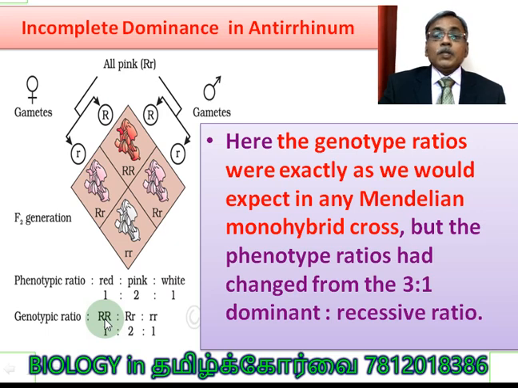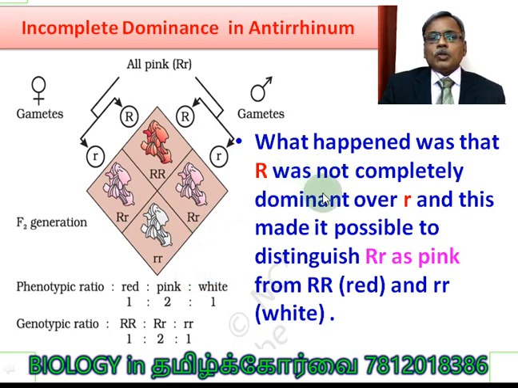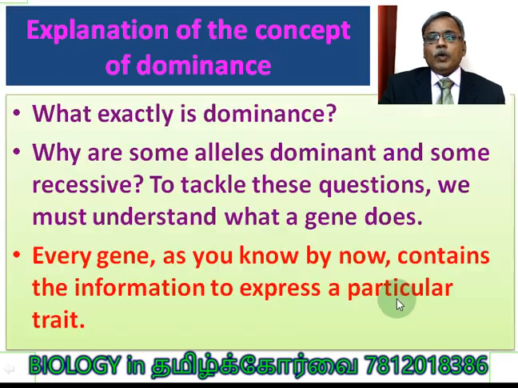Here you could see that instead of two colors, red and white, one more is added, the pink, the intermediate character. Whereas in Mendel's monohybrid cross, yellow is dominant over green, as we learnt, and no intermediate character is produced. In the dominant character, yellow is produced; in the recessive character, green is produced. That's all. But here, in addition to that, one intermediate character is produced. So that is the deviation from Mendel's law. What happened was that capital R was not completely dominant over small r, and this made it possible to distinguish capital R small r as pink from capital R capital R red and small r small r white.